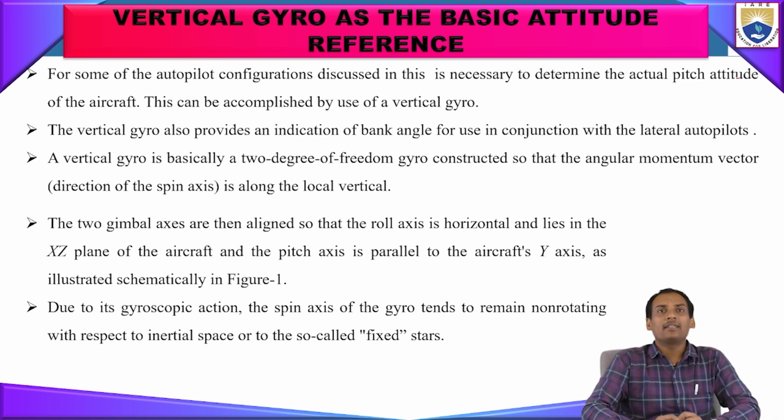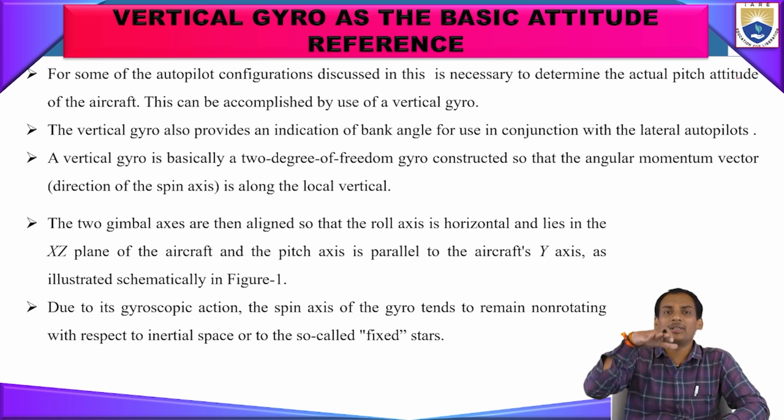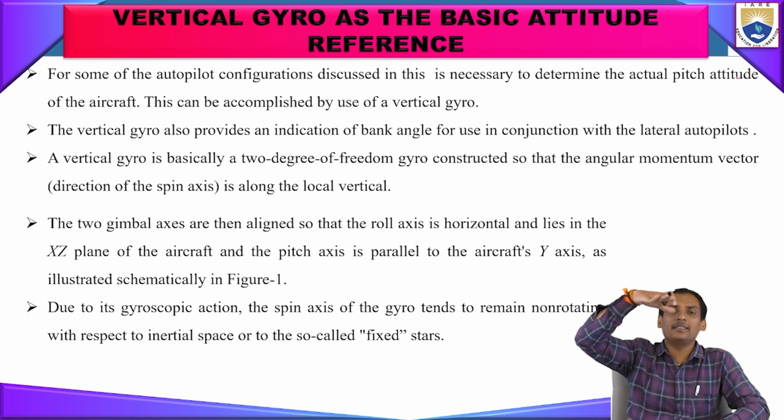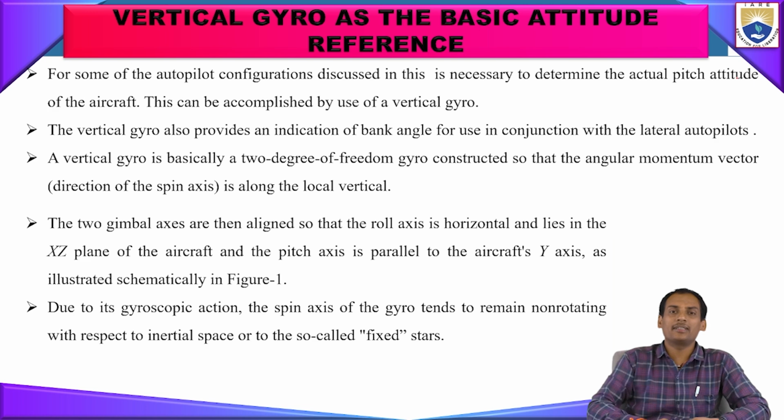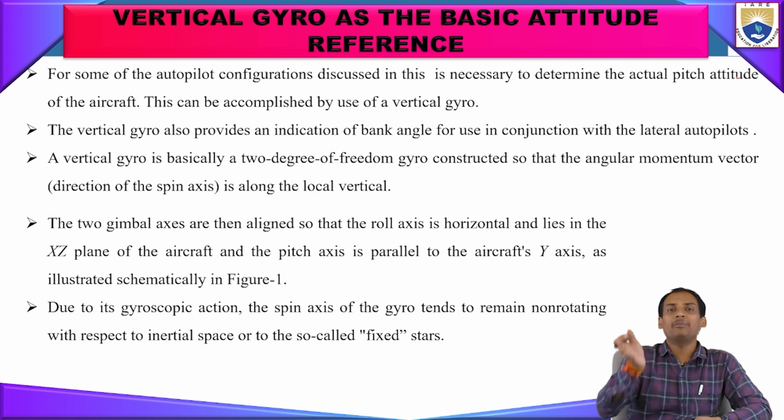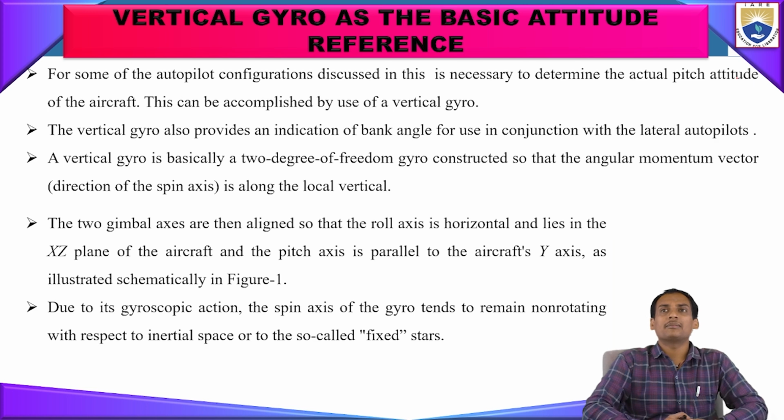The vertical gyro also provides an indication of bank angle for use in conjunction with lateral autopilots. The vertical autopilot means that when the altitude is increasing, the vertical gyro takes care of that input, and it works in collaboration with the lateral autopilots.